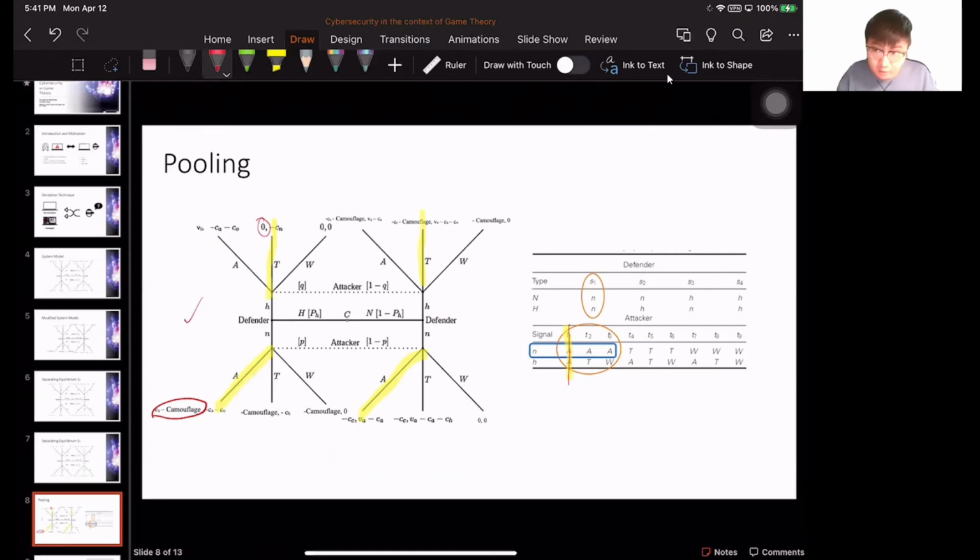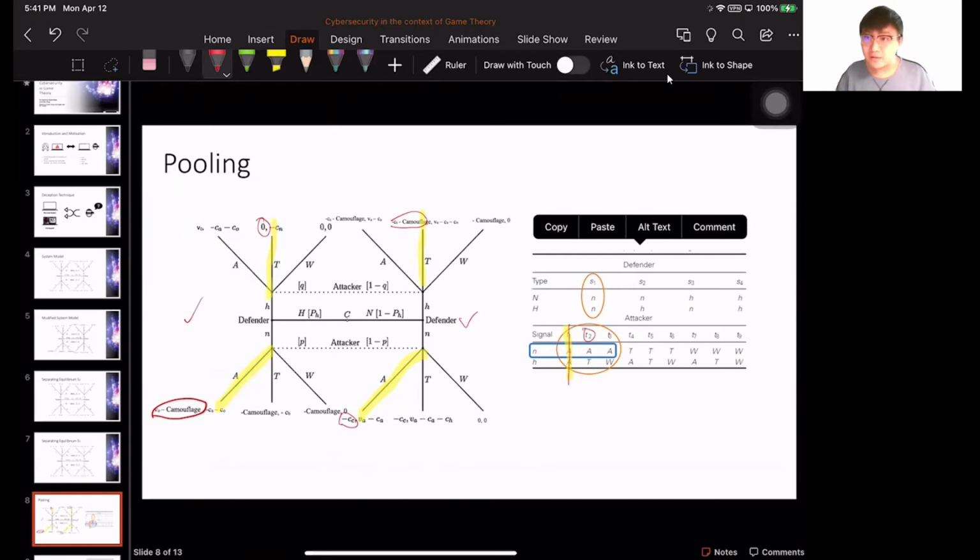In this case, when she sends a signal of N to the attacker, she'll receive A minus CC as her payoff. If she chooses to send H to the attacker instead, she will receive A minus CC minus camouflage as her payoff. And A minus CC minus camouflage is actually less than A minus CC. So this branch is also stable. So in this case, T2 is a valid candidate for the equilibrium to happen.